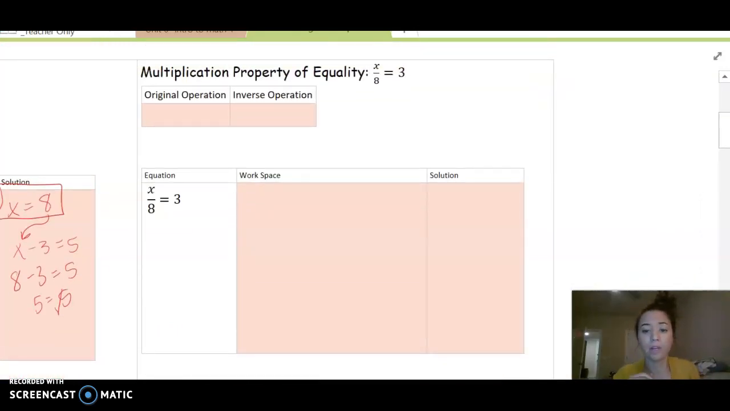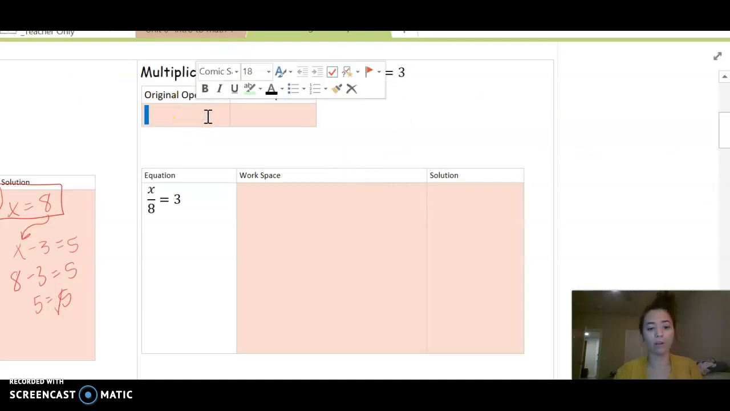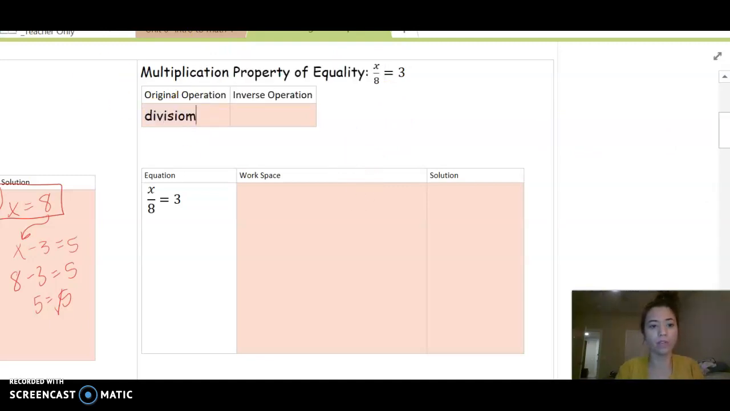All right, so now multiplication property of equality. Okay, I have x over 8, x divided by 8, so my original operation is division. The opposite of division is multiplication. And let's go ahead and solve. Again, I'm going to start by rewriting this. I'm going to part the Red Sea.